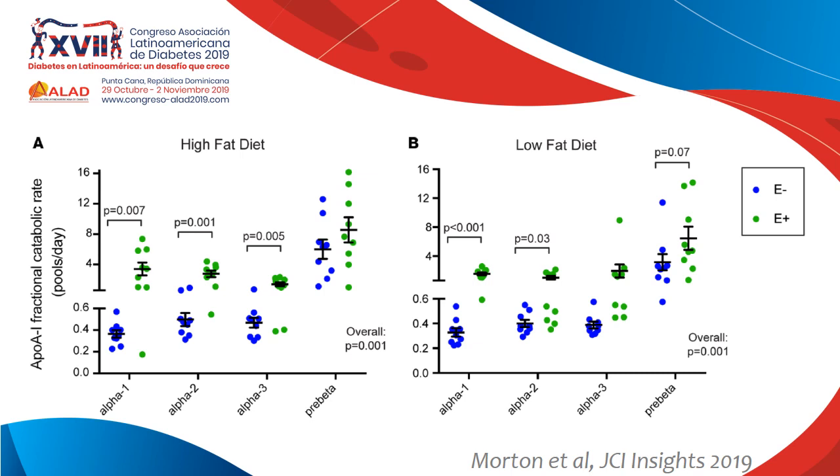What we found is that, as we expected, a high polyunsaturated fat diet induced a greater concentration and a faster catabolism of HDL containing ApoE, corresponding here to the green dots. You see in every size fraction, the green dots are above the blue dots, pointing out that ApoE containing HDL is metabolized faster, and that was more pronounced in the high-fat diet.